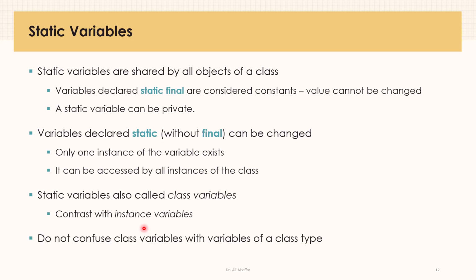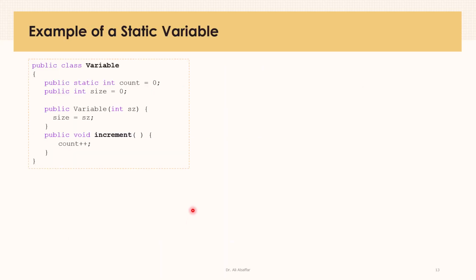And also do not get confused with a variable inside the class that is of a class type. So sometimes you have a class and the data inside is also another class. This is different than the static variables. Let's have an example to show you the difference between instance variables and static variables.